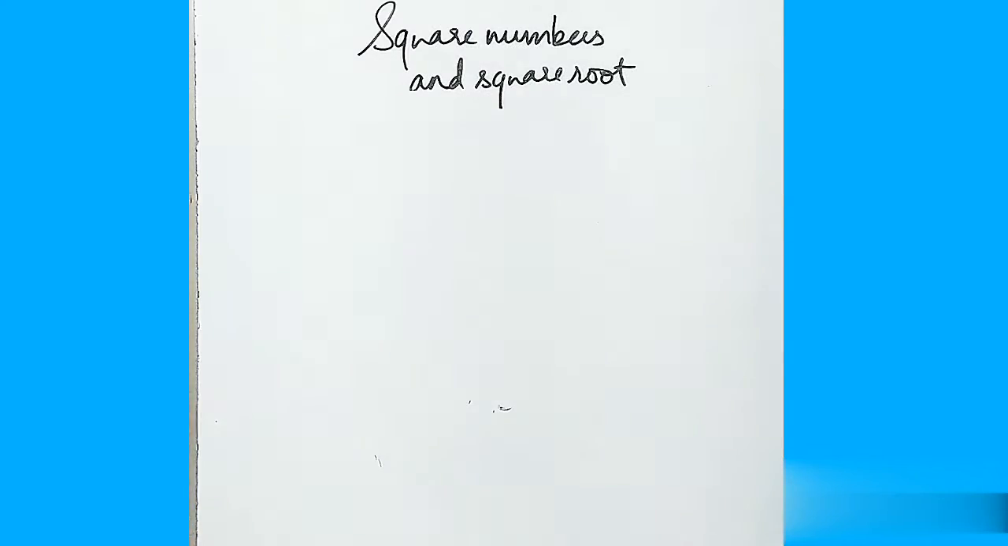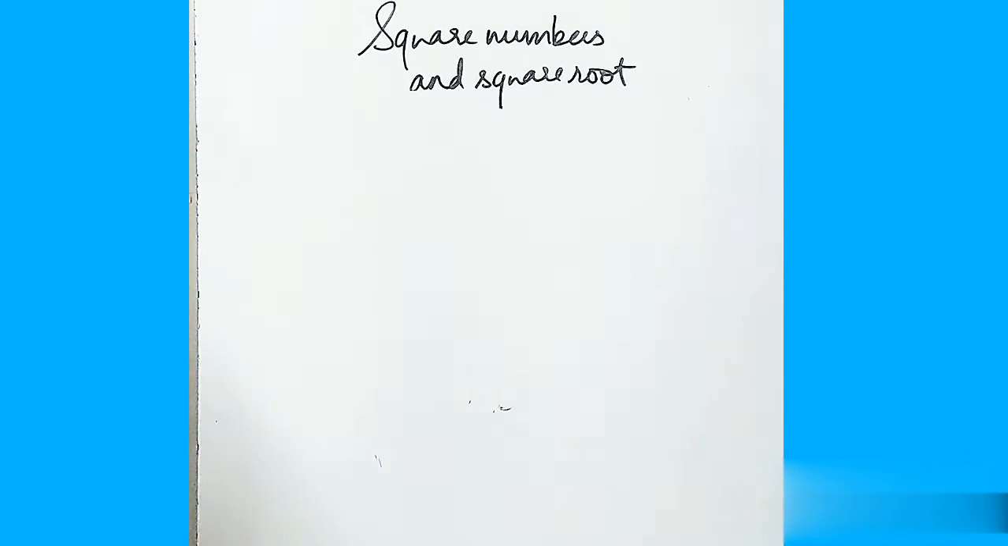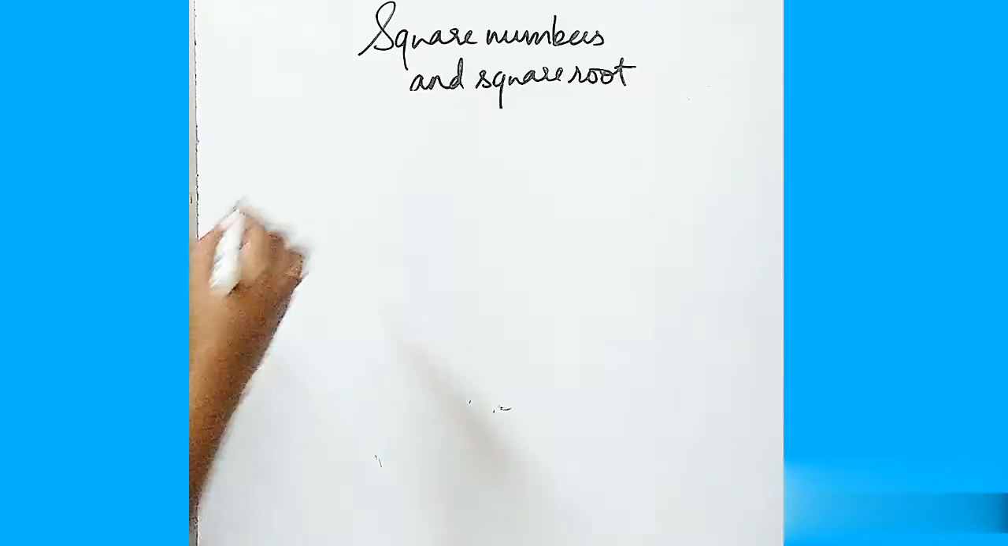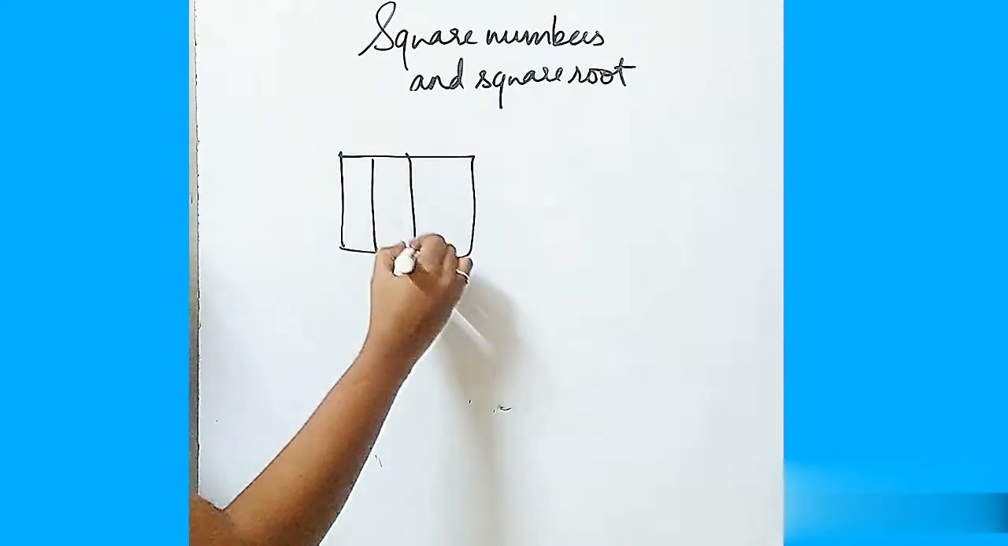Okay students, now we'll see the last topic of this unit, that is square numbers and square root. What are square numbers? When you multiply a number by itself, then we say it is a square number. For example, I am talking about a square, student.